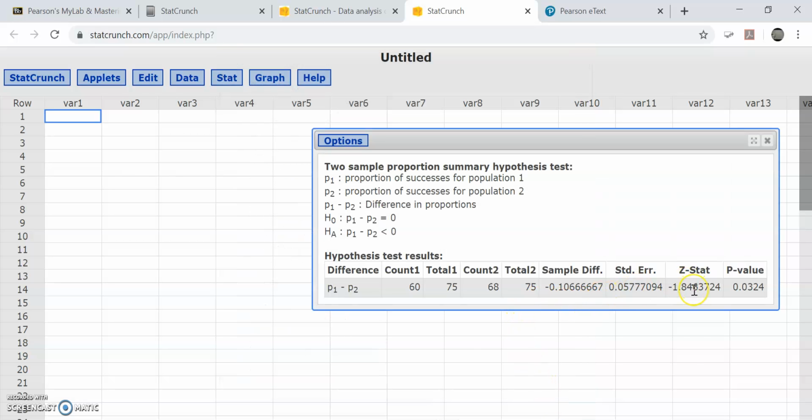And so you can see right here my test statistic is negative 0.185. And it also gives me the p-value.